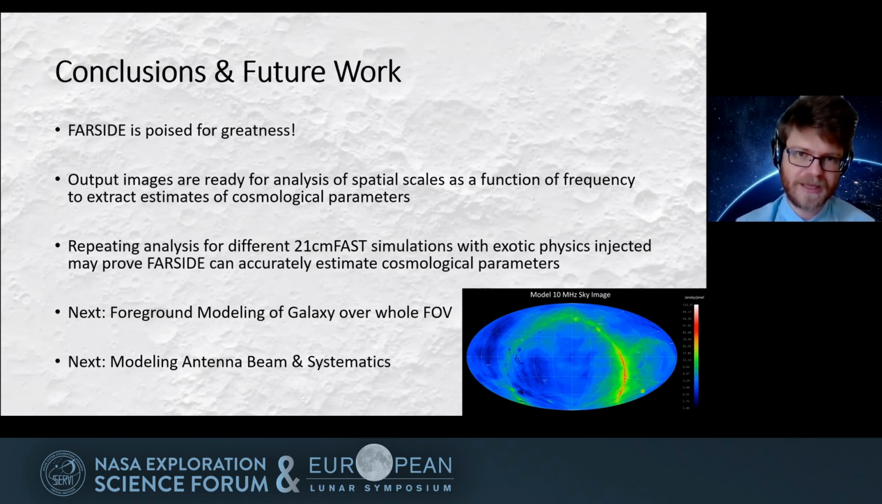And in going the next step forward with these simulations, the next step is doing sort of what Neil suggested earlier, and that's modeling the whole field of view and the whole foreground of the galactic brightness from synchrotron emission, and then also modeling the other systematics of the beam and the antenna system, such as the long string of papers by Keith Tauscher and Jack's team at Colorado. So we're really sitting in a really great place, and go FARSIDE. I think that's it for me.